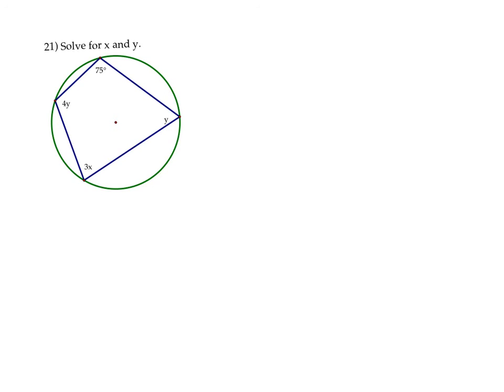All right, and number 21, the theorem that we're working with is the one that says in a quadrilateral inscribed inside of a circle, that just means all four vertices of the four-sided figure are on the circle, the opposite angles are supplementary. So 3x plus 75 will be equal to 180. And along the other diagonal, 4y plus y will be equal to 180. So I'm going to write those side by side.